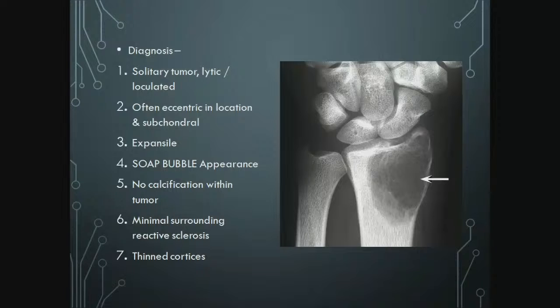We have a soap bubble appearance, which is a characteristic finding of osteoclastoma. As you can see, there are multiple bubble-like structures with trabeculae in the middle. There is no calcification usually seen within the tumor. Minimal reactive bone sclerosis is seen in the surrounding areas, and as the tumor grows, the cortices are thinned. The tumor is quite eccentrically placed, and the epiphyseal plate, or the cartilage of the distal radius, acts as a barrier for further tumor growth, whereas the cortex is getting thinned out.